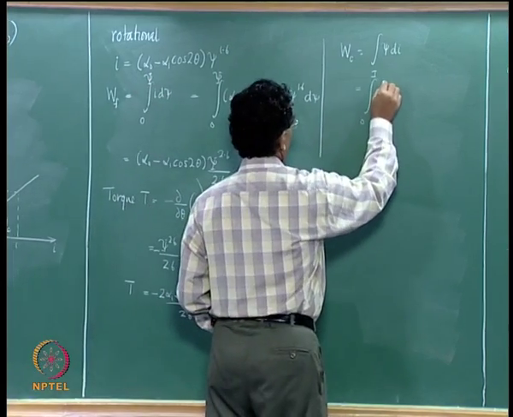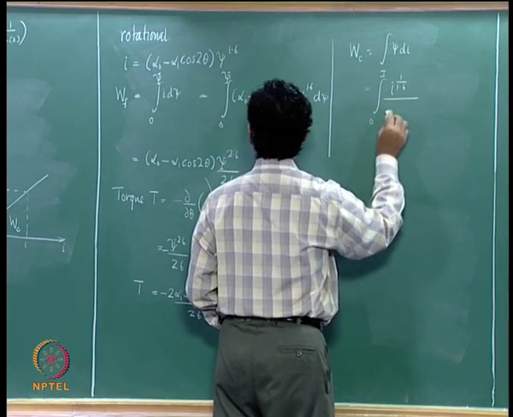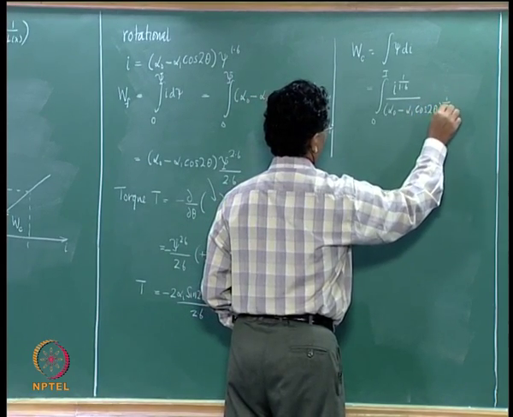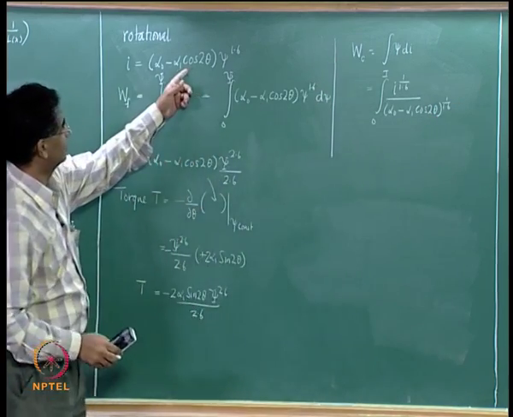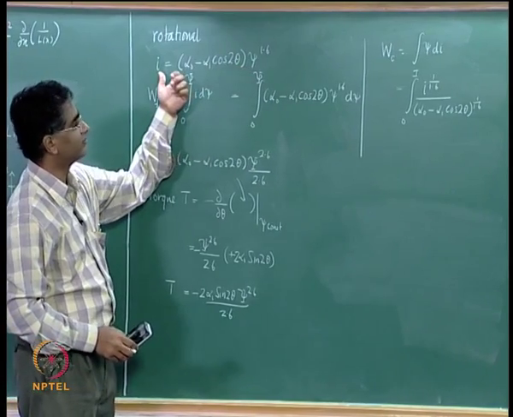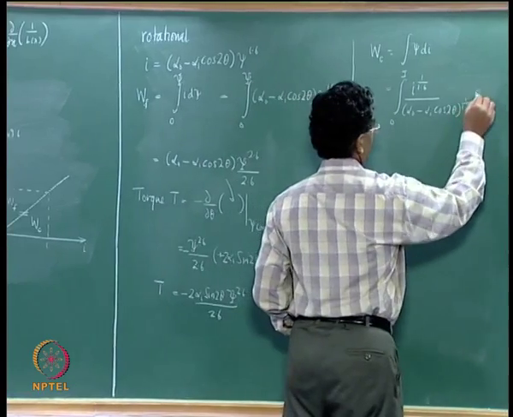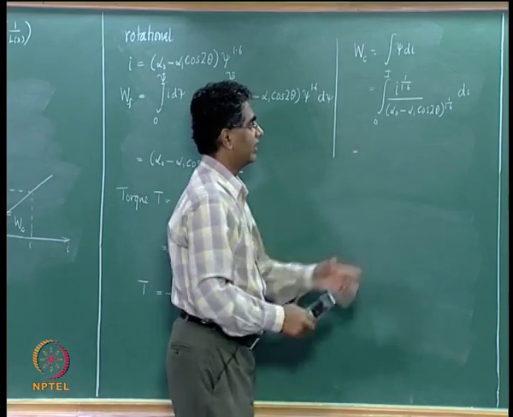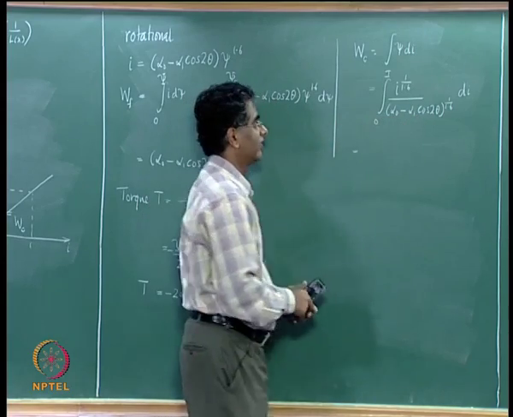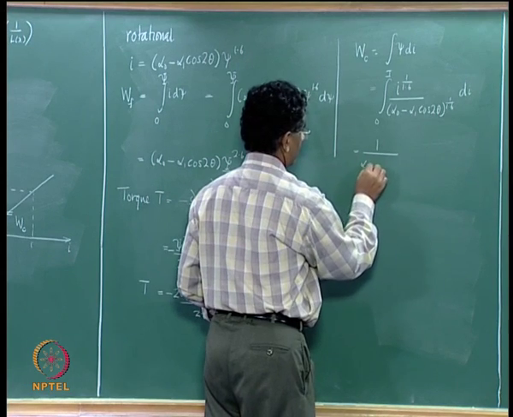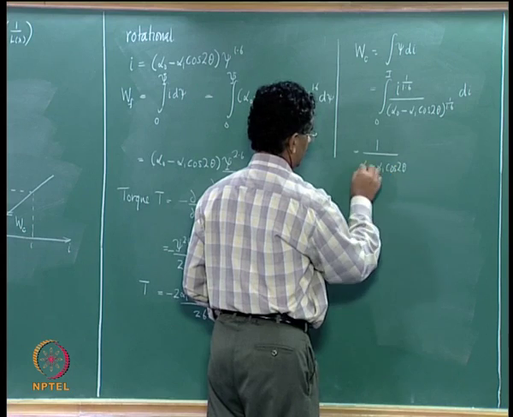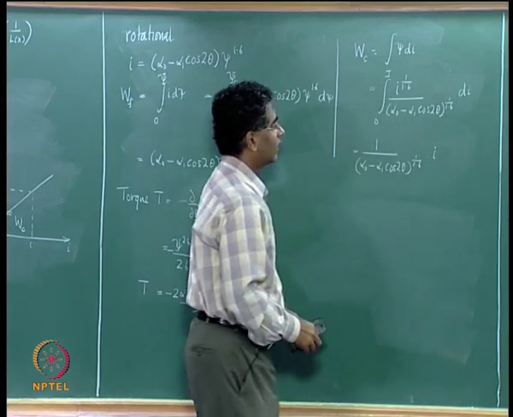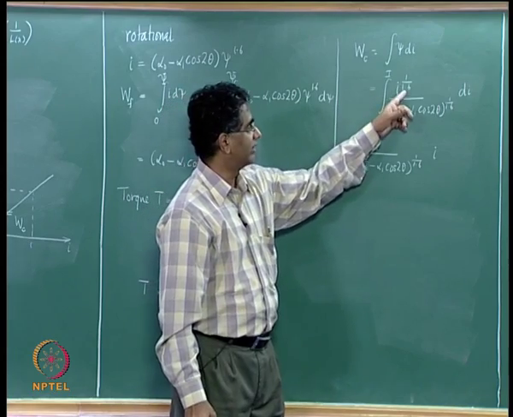Psi is given by I to the power of 1 by 1.6 divided by alpha naught minus alpha 1 cos 2 theta to the power of 1 by 1.6. That is, we are converting this expression, writing psi in terms of I, multiplied by dI. In this integration, again the angle is kept fixed, so that can be taken out of the integration. So you get 1 by alpha naught minus alpha 1 cos 2 theta to the power of 1 by 1.6, multiplied by the integral of I to the power of 1 by 1.6.